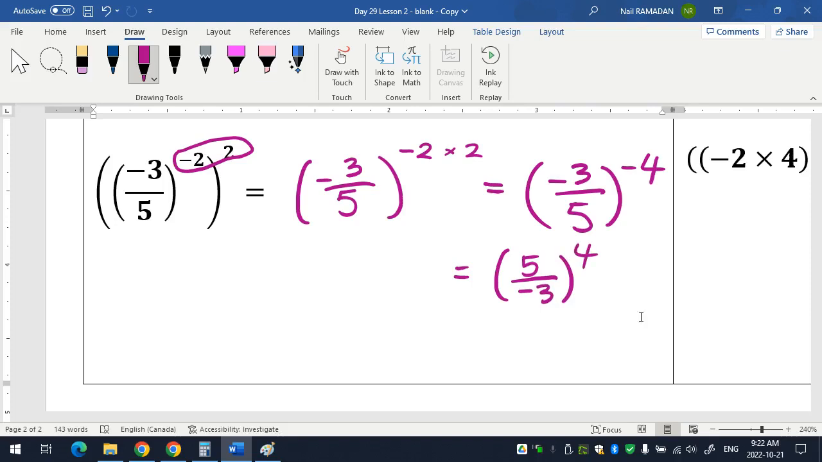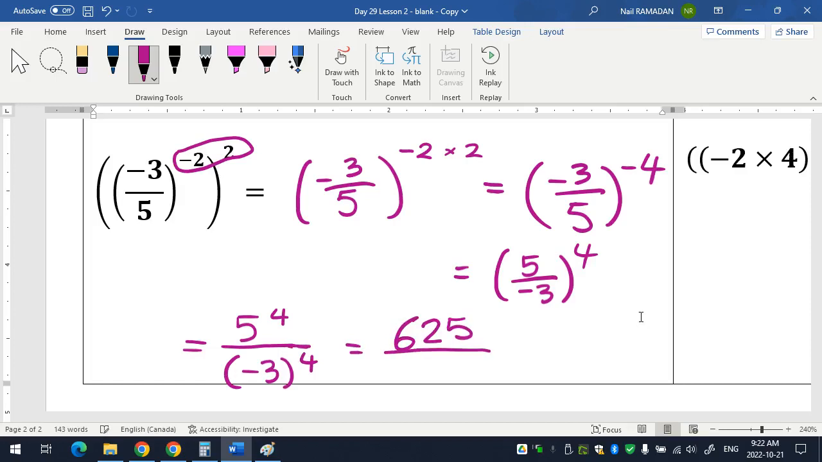And now what do I do? The 4 attacks each level. So I'm just going to start here because I want to give myself space. 5 to the 4 over negative 3 to the 4. What's 5 to the 4? 625. What's negative 3 to the 4? Well, I know it's positive for sure because negative times negative times negative times negative gives you positive. What's 3 times 3 times 3 times 3? 81. Do you think this one simplifies? No way. The original one doesn't. We're good.